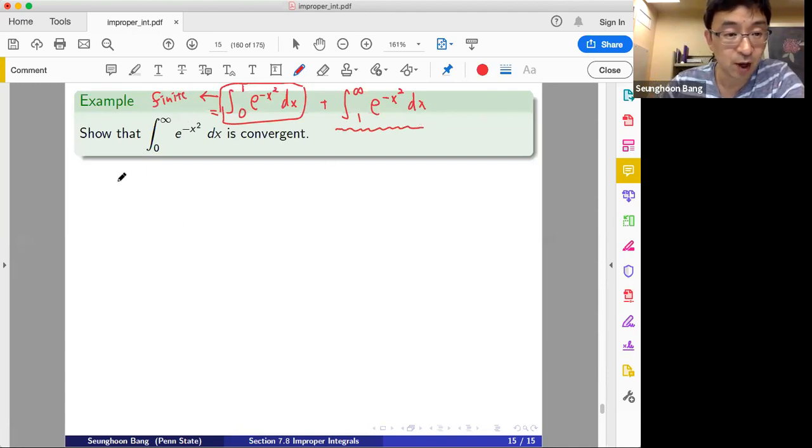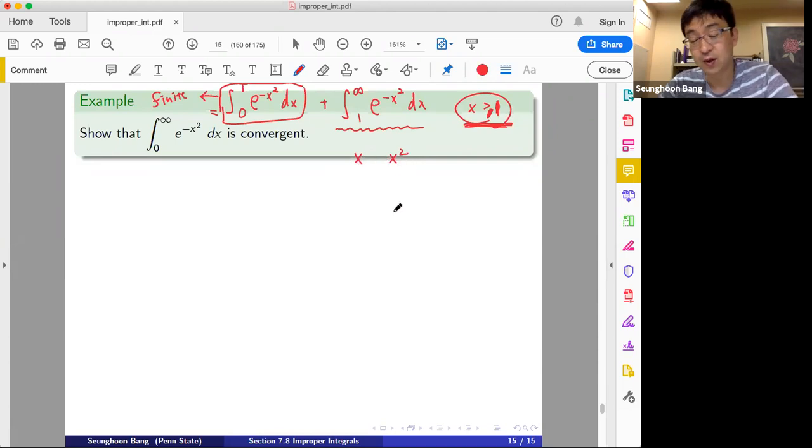So how can you calculate? So far from here, what's the x value? Greater than or equal to 1. When you think about only this domain, you can compare x and x squared. x is greater than or equal to 1. Which one is bigger, x or x squared, in this domain?